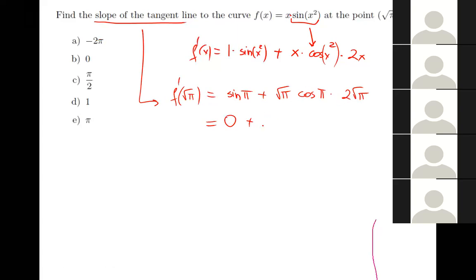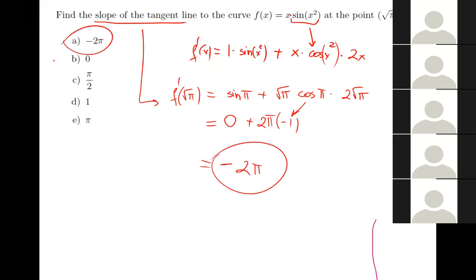Actually, 2 root pi times another root pi is pi, but I need cosine at pi. What is cosine at pi? Cosine at pi is negative 1. That means the final answer is negative 2 pi. Okay. But again, of course, this one is maybe more challenging because it's the trigonometric values, but the product rule will be tested if you will do this. Okay, let's see what else is important, because I don't want to keep the session long.